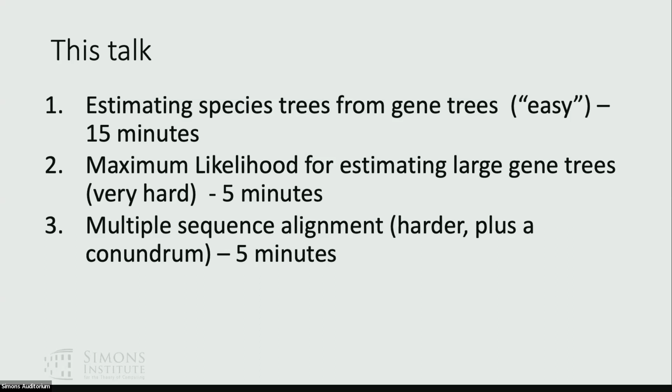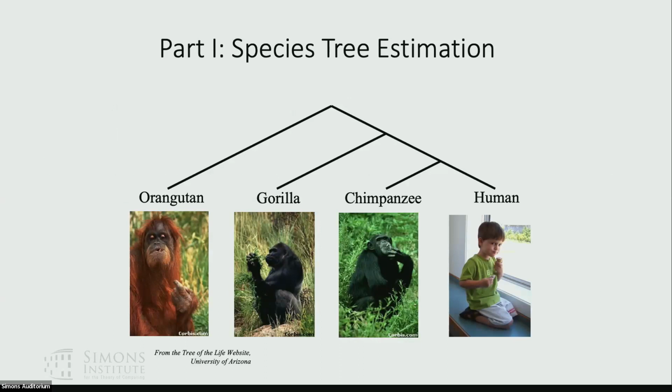And finally, I'm going to end with something on multiple sequence alignment where I have a conundrum. So I have really good results to tell you about how to get species trees. I have new work on how to get large maximum likelihood trees. And I have a problem about multiple sequence alignment. So I'm going to end with the problem because that's probably the most interesting thing. Okay, so species trees.